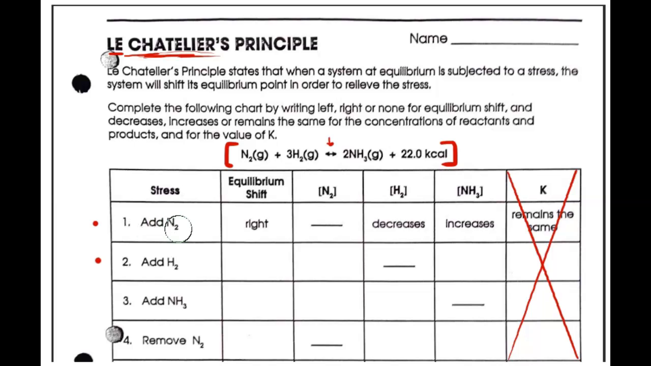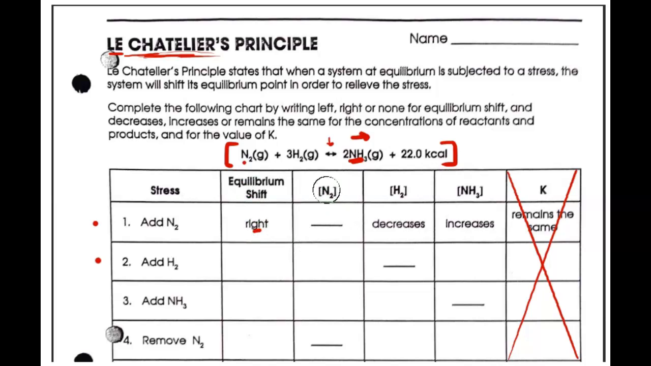is that we add N2, and you'll notice that N2 is right here, right there. So since we add stuff here, what's going to happen is the whole equilibrium is going to shift towards the right, meaning we're going to start making more products, right? Now again, we're ignoring energy, so don't worry about that. So the equilibrium shift is going to be right.